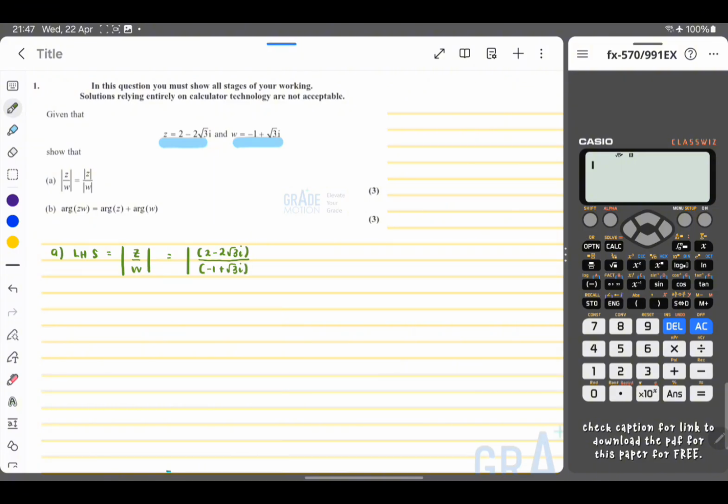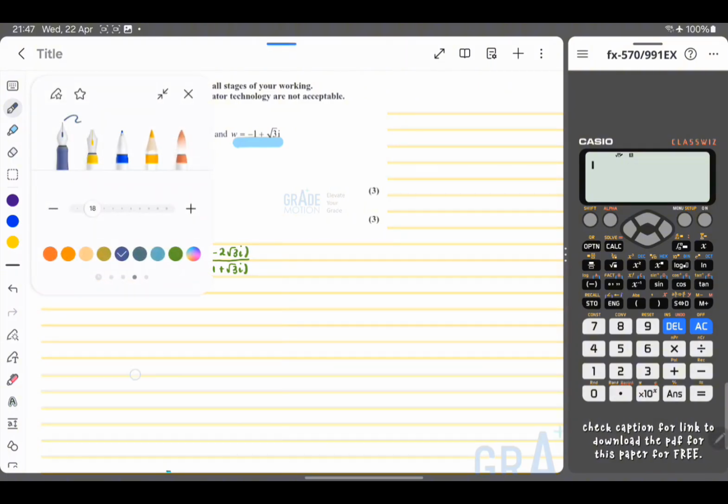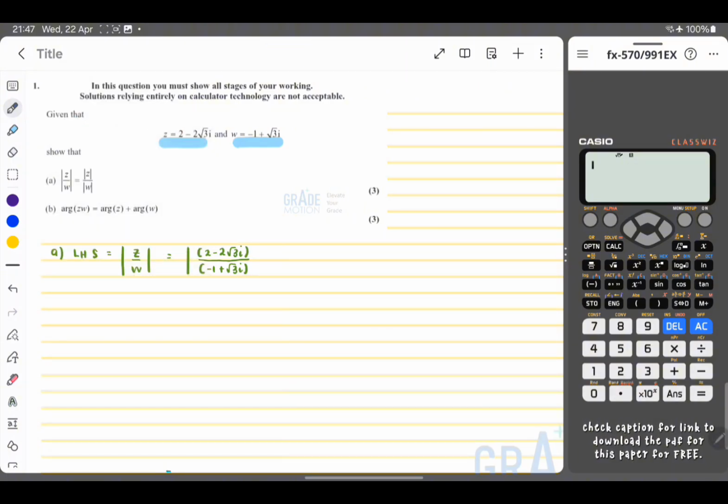But notice that in our denominator, we have a complex number. So we have to remember to always rationalize our complex number when it is in a fraction form. So, how can we do this? We can multiply both our denominator and numerator with our denominator's conjugate. In this case, we will multiply both our denominator and numerator with negative 1 minus root 3i.